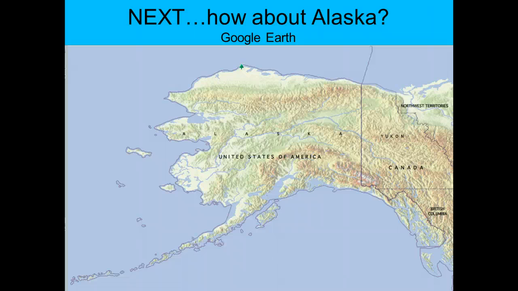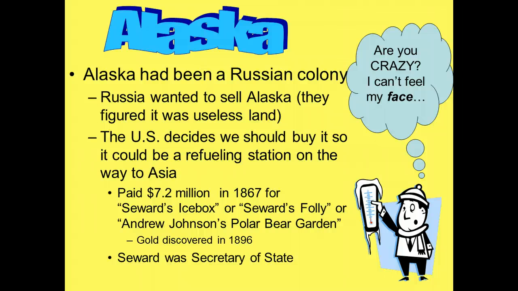But anyways, another example of imperialism is Alaska. You want to ask yourself, how did we acquire Alaska? What's up with that? Seems like it should be part of Canada. Well, Alaska had been a Russian colony. Now, I guess Russia at this point wanted to sell Alaska, thought it was kind of useless. I don't know, maybe they were going through a tough financial time and they wanted to make extra cash. I'm not really sure the whole story. But we decided, okay, we'll buy it. We can use it as a refueling station on the way to Asia.